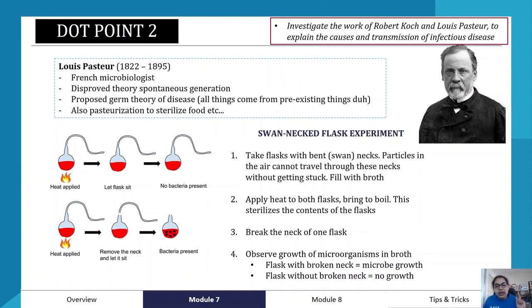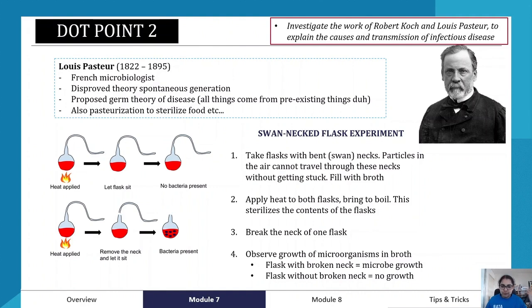So how did he do that? Essentially, he conducted an experiment called the swan-necked flask experiment, and within that, we take flasks with bent swan necks. As you can see here, this is what we are referring to as swan necks, and essentially we heat it up, we let the flask sit, and we do it twice. With the first set, we heat it up, we let the flask sit, and we don't do anything to the swan neck flask. We leave it as it is and just let it sit. In the second one, we heat it up, but then after doing so, we remove the neck and just let it sit on its own.